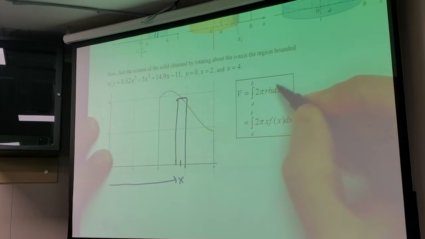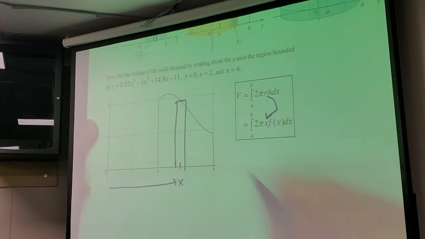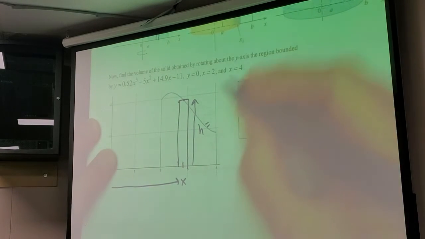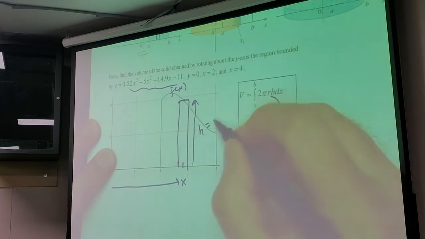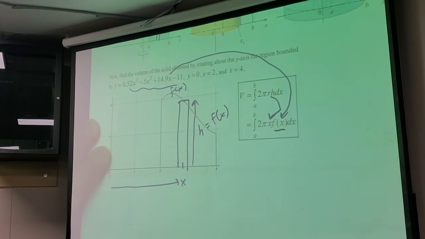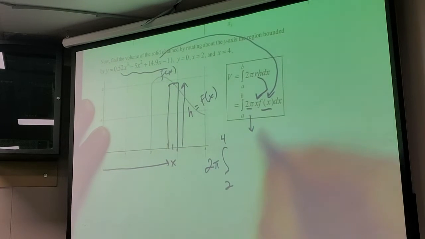Okay, so we've identified the radius is indeed x. What's the height? F of x, sure. So instead of writing all that out, let's just say f of x. I like it. So all that is going to go here. And of course, what are a and b? 2 and 4. Yeah. 2 to 4. I'm going to put 2 pi out here just because I can. It's constant, right? Radius is indeed x, and the height is indeed f of x.